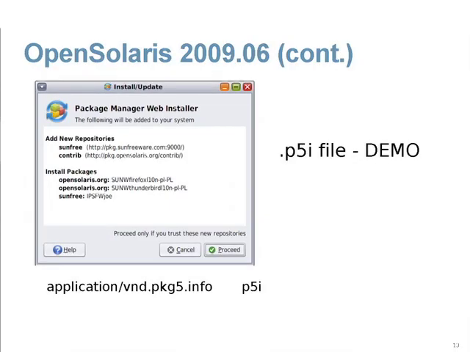And the new cool feature which came to OpenSolaris 2009.06 is the P5I file. What is this P5I file? It is a simple JSON format file, which is the recipe for the packages. I have a simple file here, so I will show you how it looks. If I move this to this side. Oh, like this. Oh no.